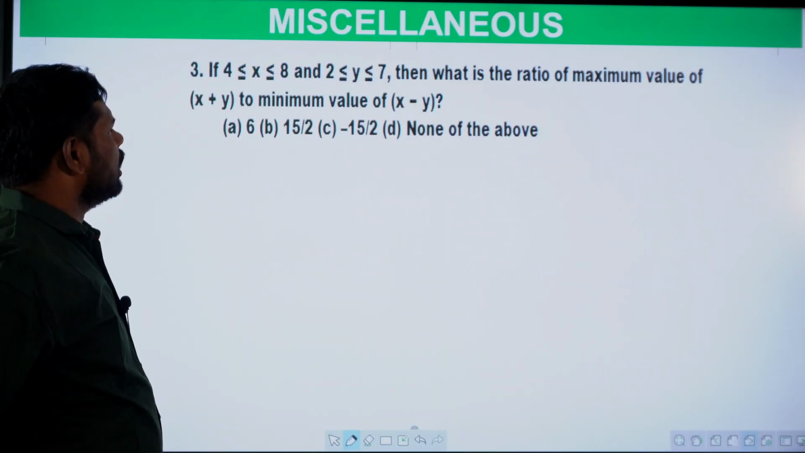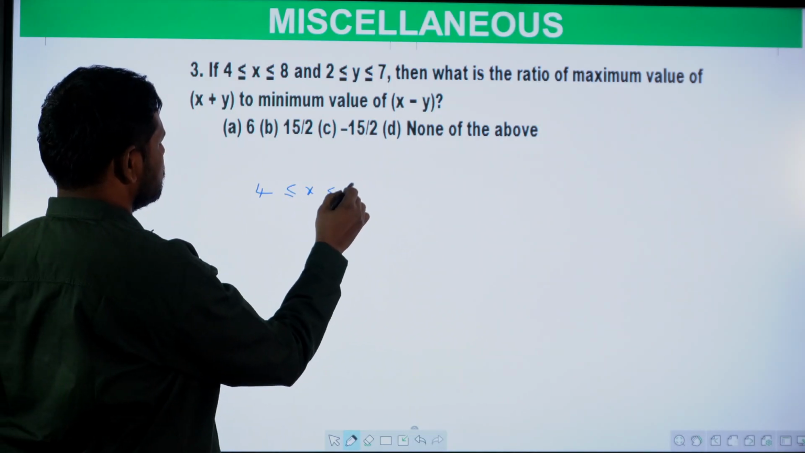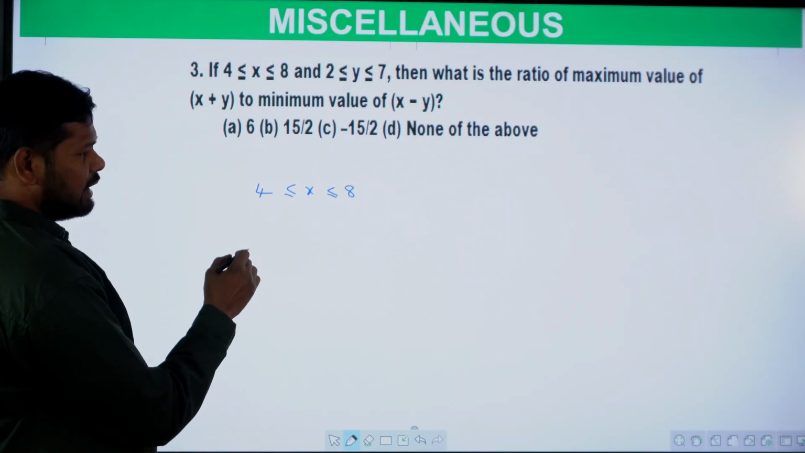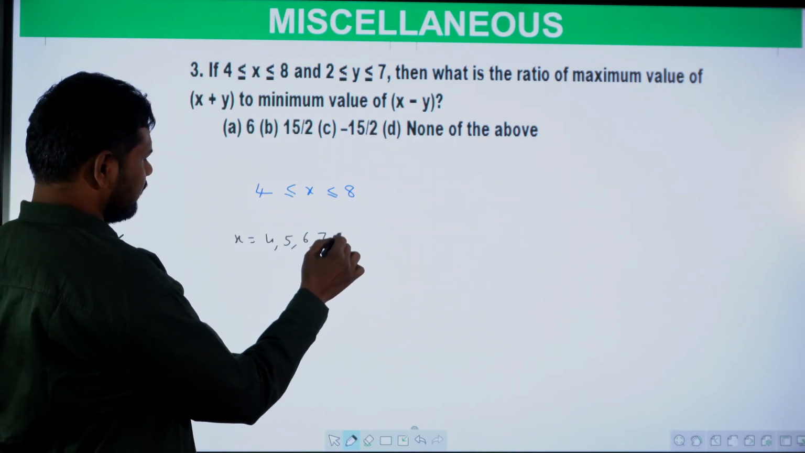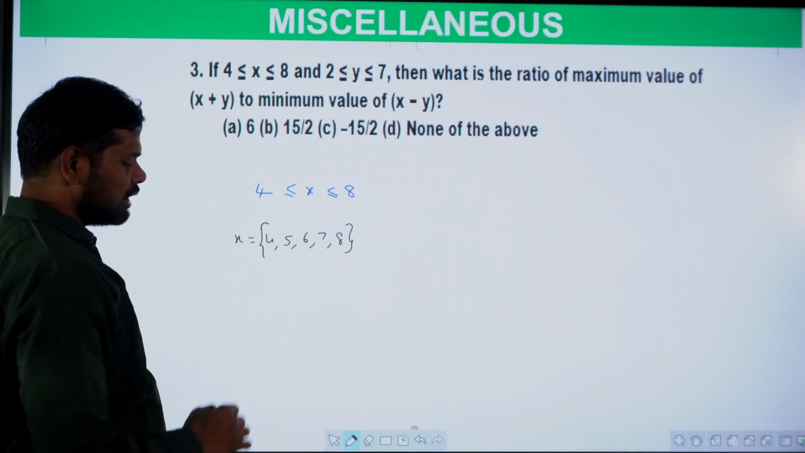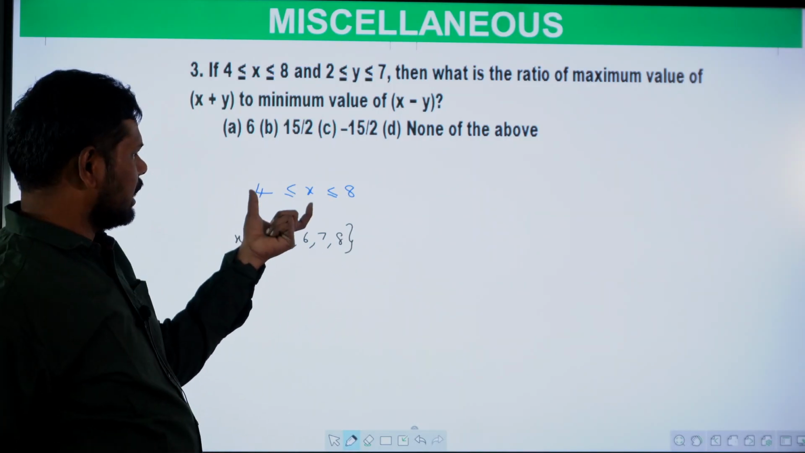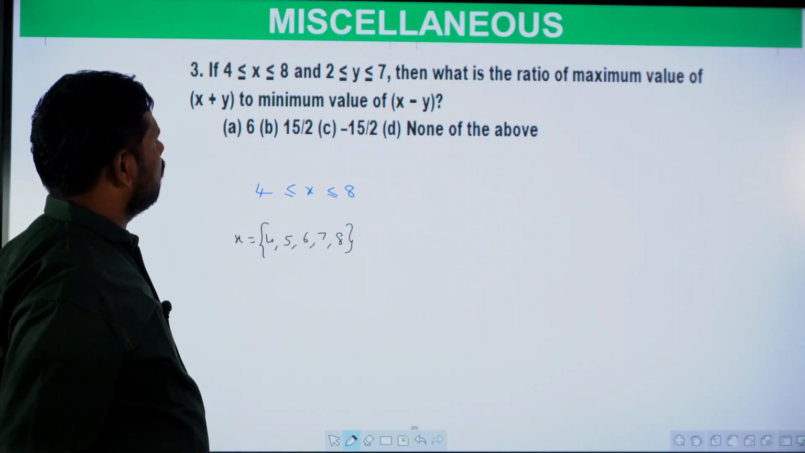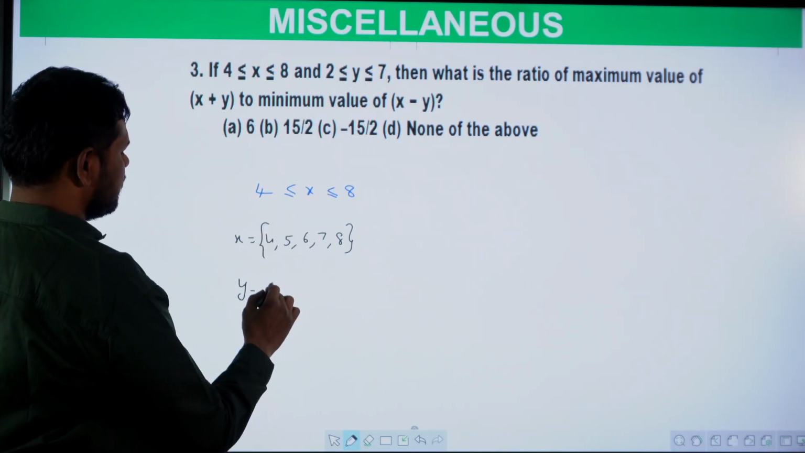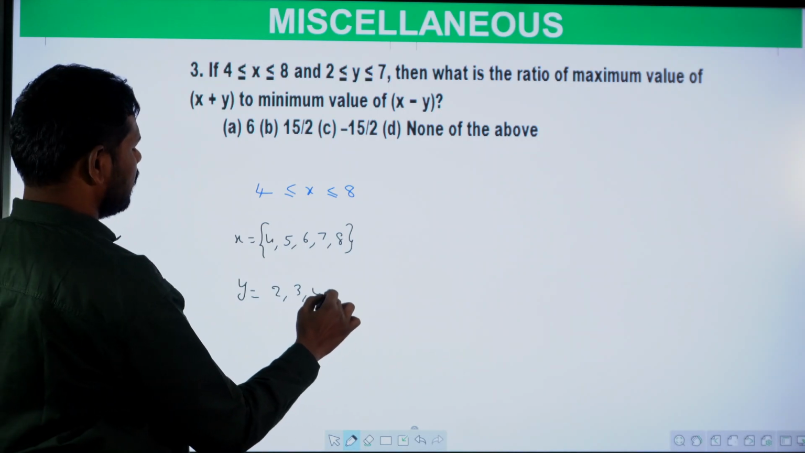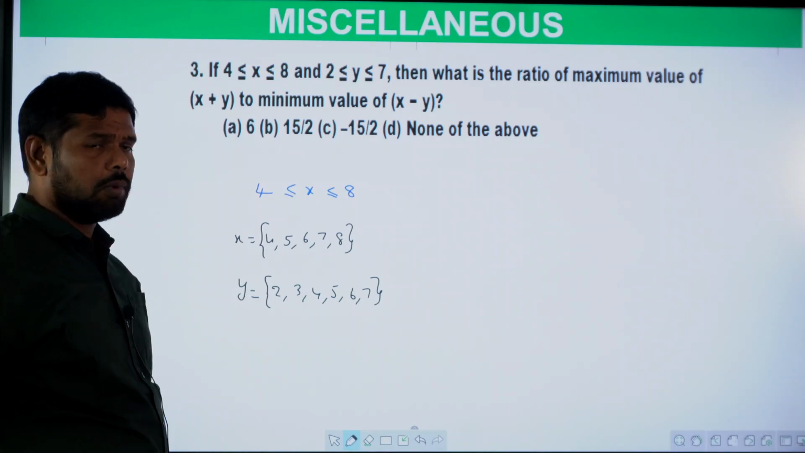If 4 is less than or equal to x, less than or equal to 8, then x value is either 4, 5, 6, 7, 8. Not only these values, in the middle also 4.1, 4.2, right? Those also satisfy this condition. And y is 2 less than or equal to y less than or equal to 7, means 2, 3, 4, 5, 6 up to 7. In the middle, those values are also possible.